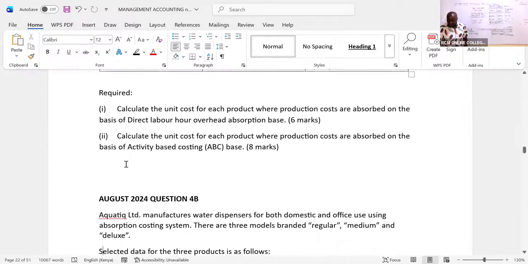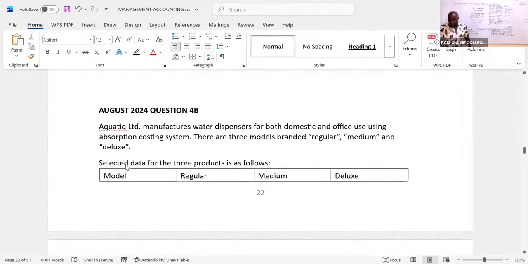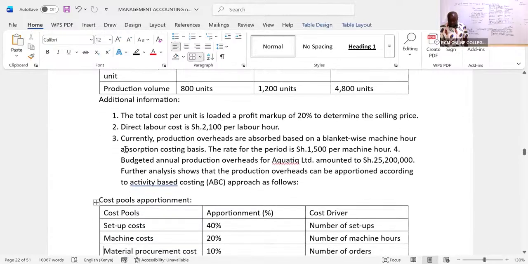Yeah. So then the homework I'm giving you is August 2024, question number 4. The question of aquatic. August 2024, question number 4. Please finish doing that question. And then ensure that you are posting your answer on WhatsApp.